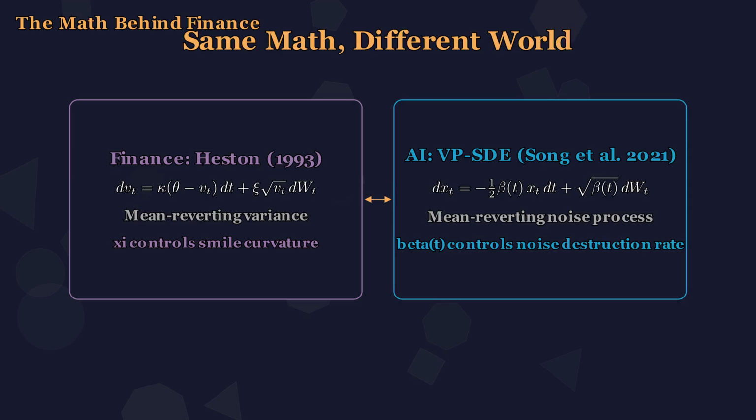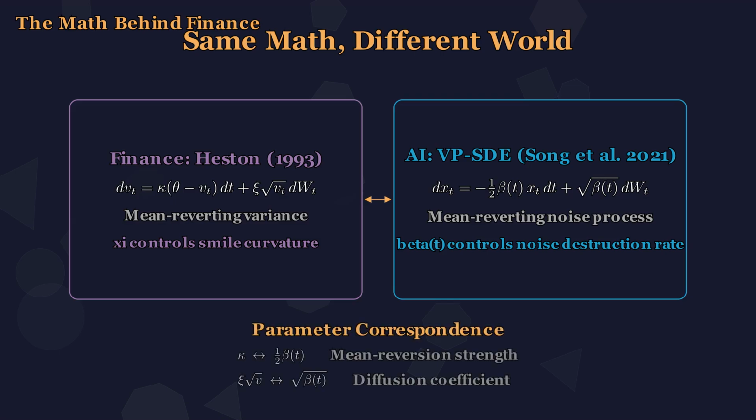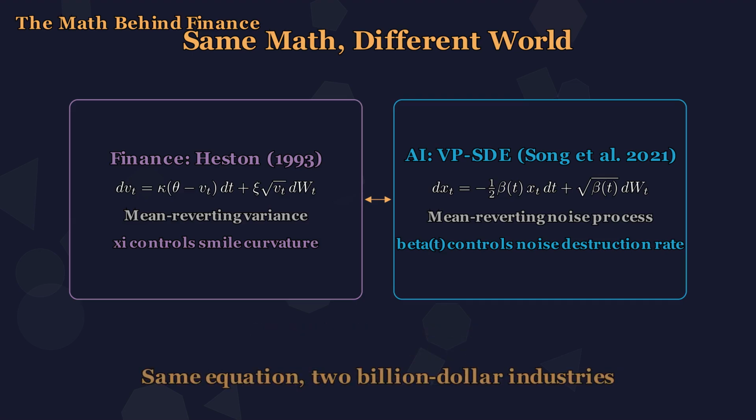The vol-of-vol parameter xi, which controls how curved the implied volatility smile becomes in finance, is the direct analog of beta of t, which controls how aggressively information is destroyed during the forward diffusion in generative AI. Kappa maps to half of beta. The diffusion coefficients have the same square root form. The mathematics of pricing options and the mathematics of generating images share the same underlying stochastic machinery. Same equation. $2 billion industries.